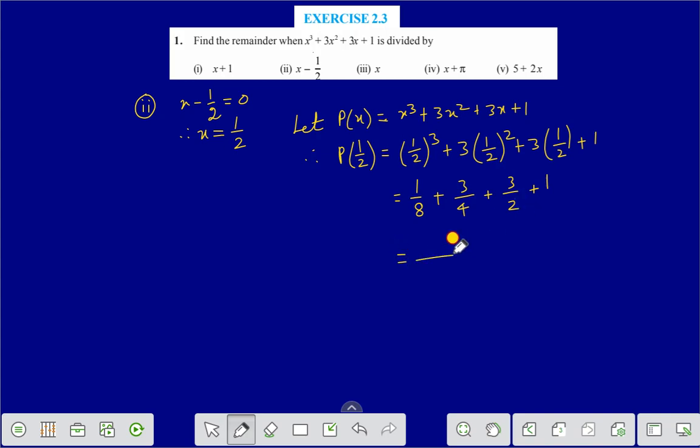We find here the LCM is 8. So 1, plus 6, plus 12, plus 8, which gives 27 by 8. Therefore 27 by 8 is the remainder.